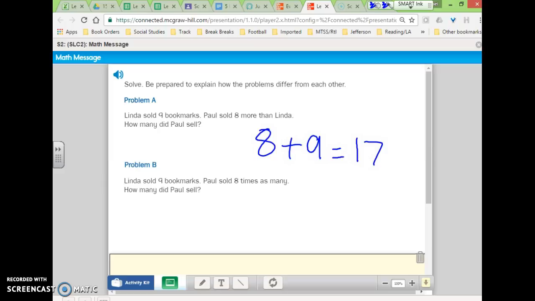We can also look at this as multiplication. Linda sold 9. Paul sold 8 times as many. How many did Paul sell? So now we're thinking of this as 8 times 9. And that gives us what Paul sold. So this is comparisons with multiplication.